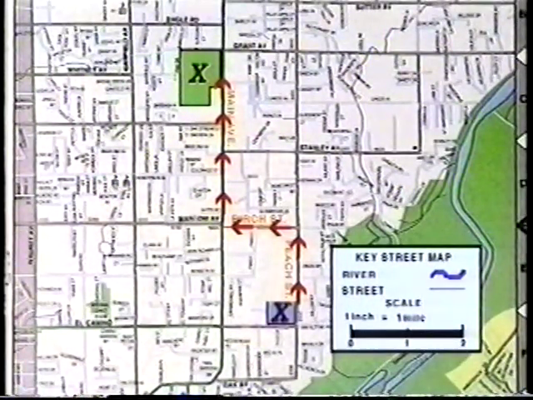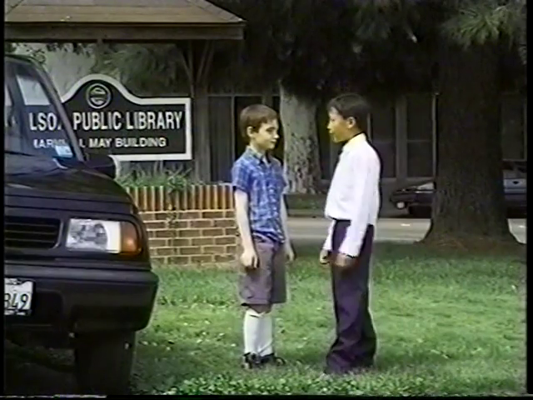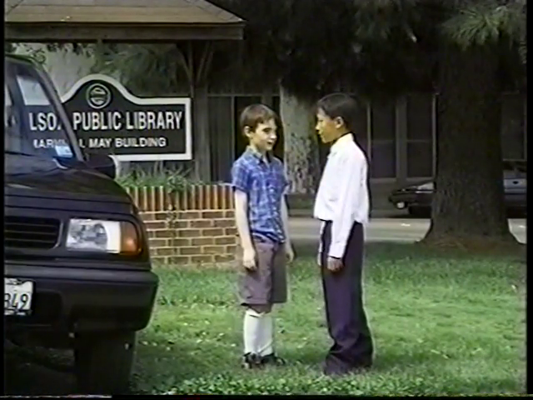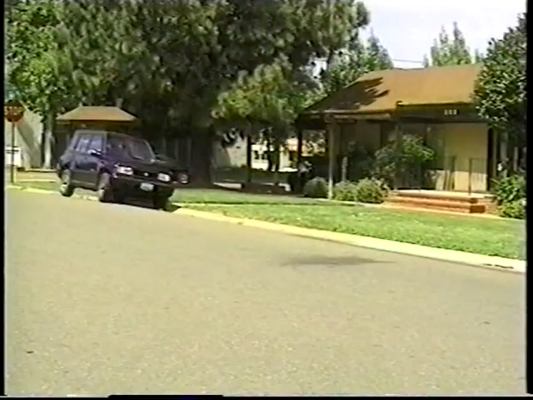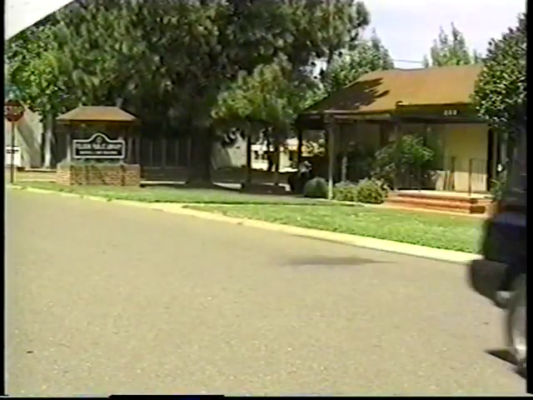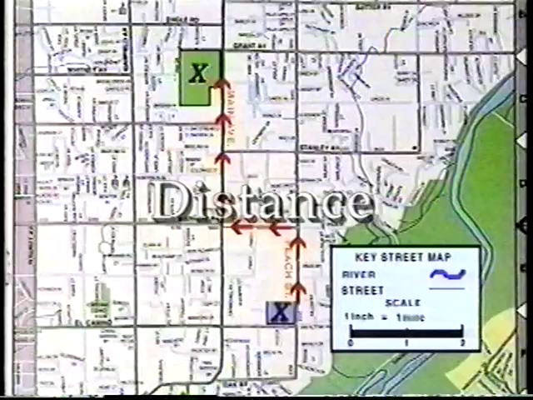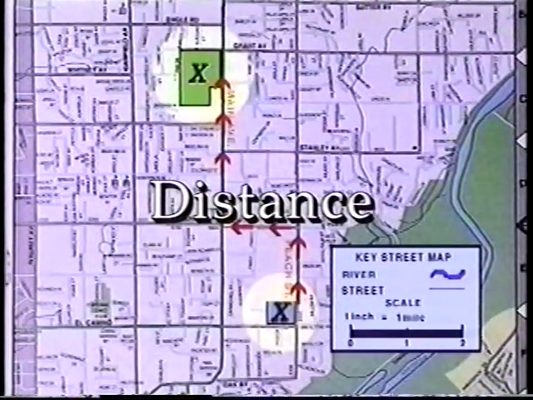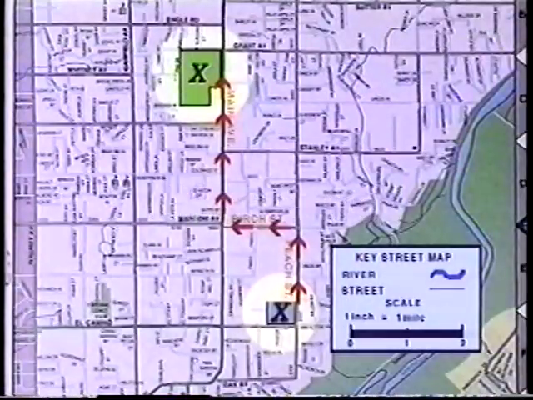But how do we know how far it is from the library to the park? Is it close enough to walk? Or should we drive in a car? Maps can show us distance. Distance is how far it is from one place to another.